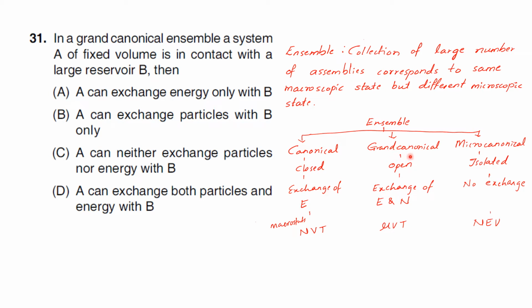Whereas in grand canonical ensemble, it is an open system. So here it can exchange both energy as well as number of particles. Then in micro-canonical, it is isolated. There is no exchange of energy and number of particles. Here it is mentioned that it is a grand canonical ensemble. So therefore it can exchange both energy as well as number of particles with the system B. Therefore D is correct.